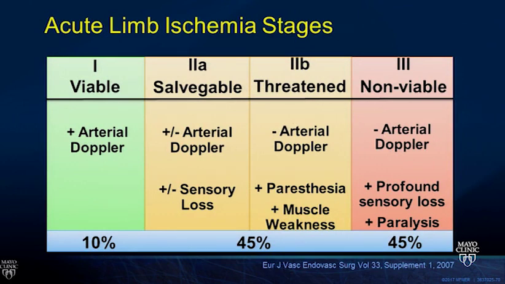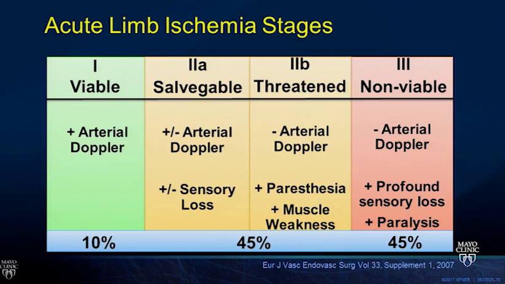Viable, which I've color-coded in green, they have an audible arterial Doppler. Yellow, where they have plus-minus arterial Doppler as you go from salvageable to threatened, and you start to have some sensory loss, some paresthesia, some muscle weakness. This is really time is of the essence. This is the leg attack. And then as you go to non-viable, where you don't have arterial Doppler, you have profound sensory loss and paralysis.